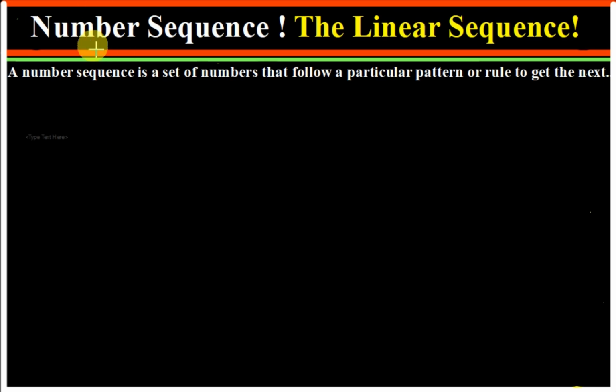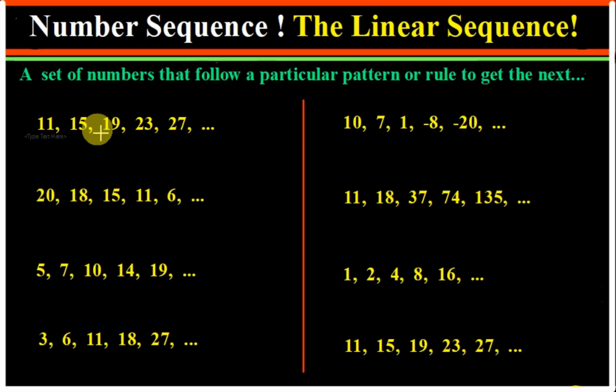In this video, we are going to discuss the number sequence and what a linear sequence is. A number sequence is a set of numbers, a list of numbers that follow a specific rule, a specific pattern. Here we have some examples of number sequences. You can see here 11, 15, 19, 23 and 27. This is one number sequence. These numbers follow a specific pattern. They follow a specific rule here.